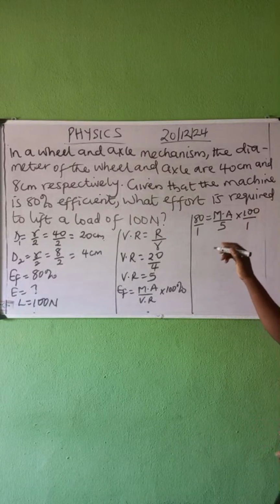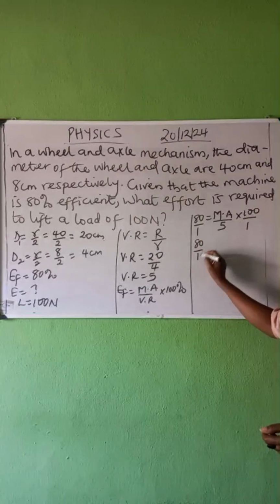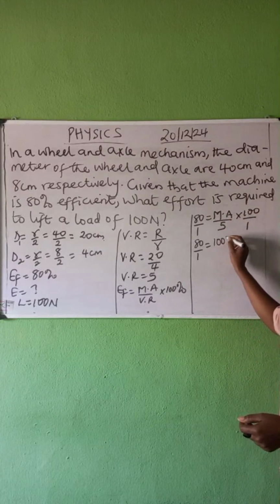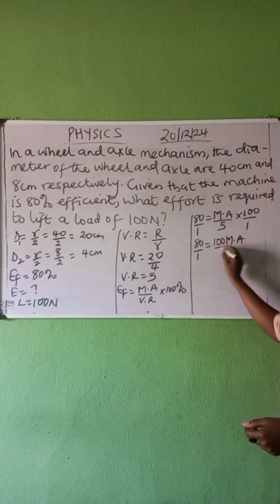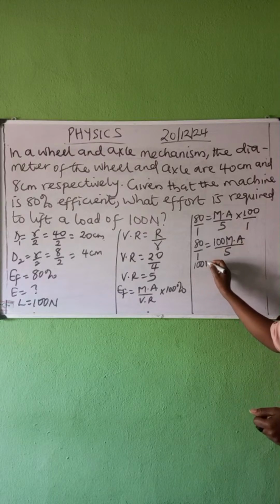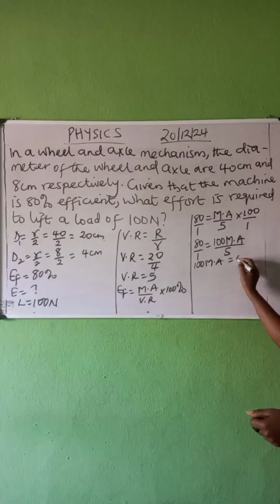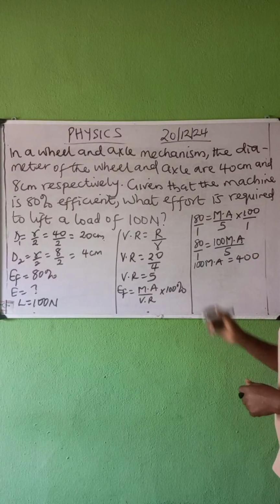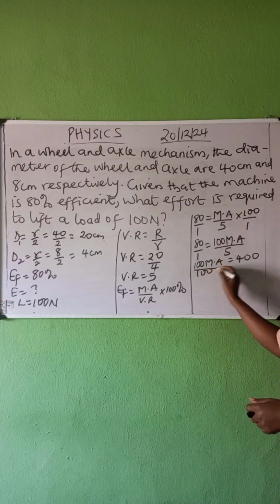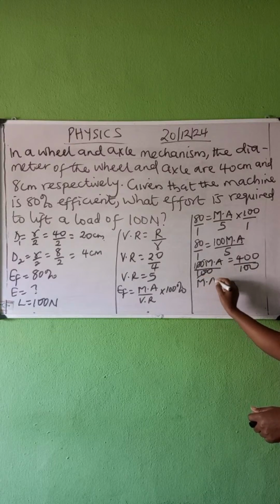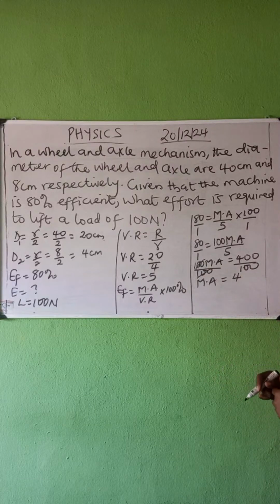Now bring it down. 80 over 1 is equal to 100 times MA, which gives 100 MA over 5. If we cross multiply, we have that 100 MA is equal to 400, right? Okay, so we divide both sides by 100. Therefore, my MA is equal to 4, right?